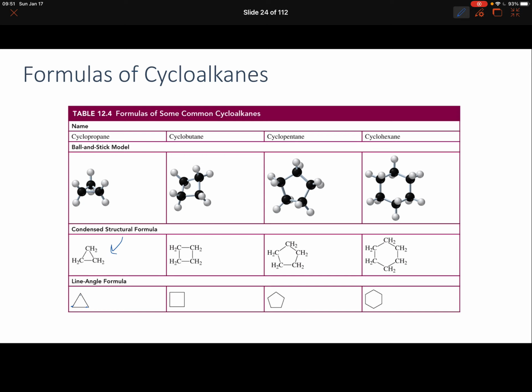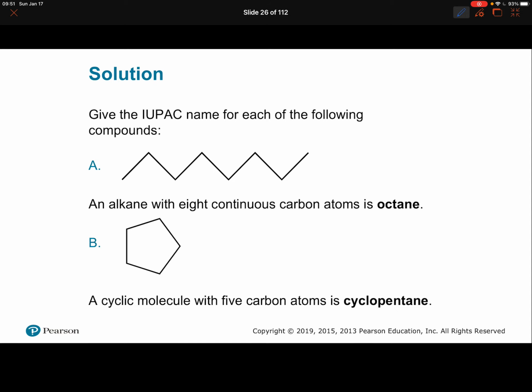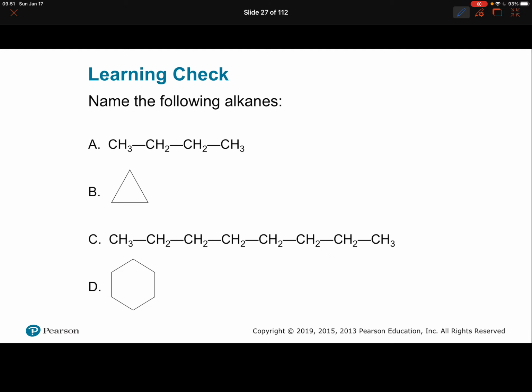So, common cycloalkanes. So try to name these two structures. Again, count the carbons, and then give it a shot. So pause it, give it a shot. So, octane for the top molecule, and cyclopentane, 5 carbons, for the bottom one. We've got 4 problems here, so pause it, give it a shot.